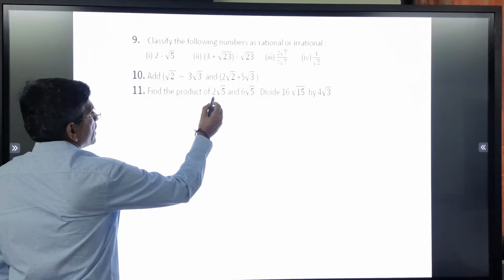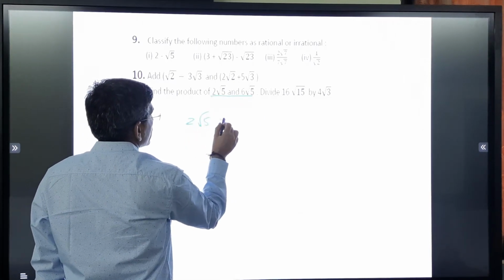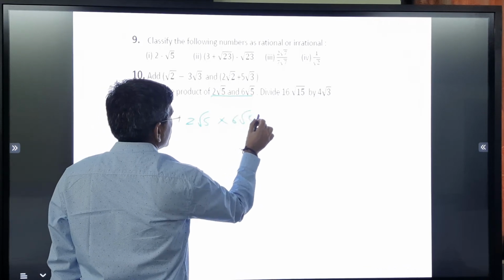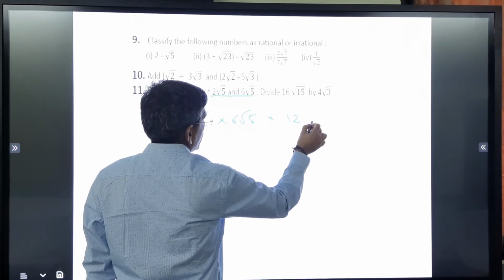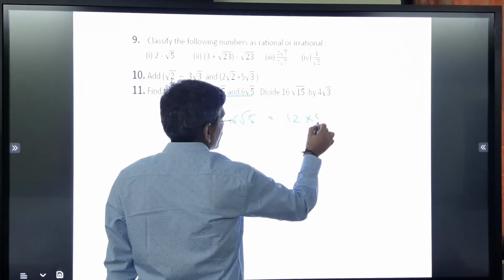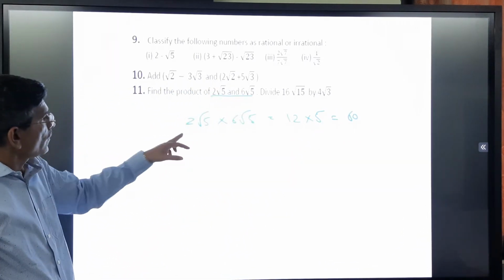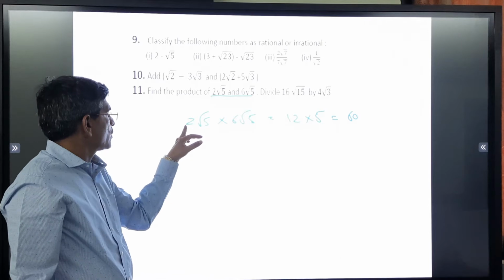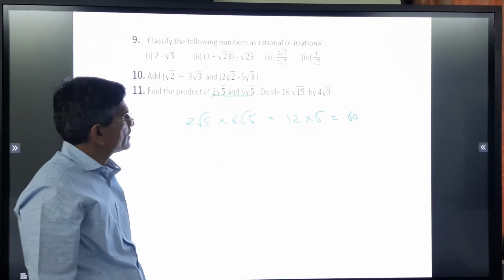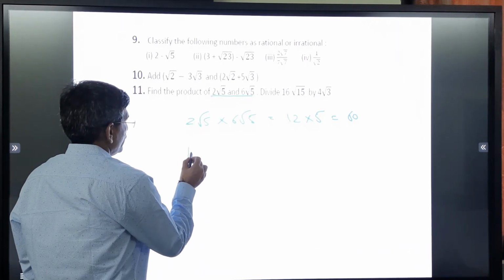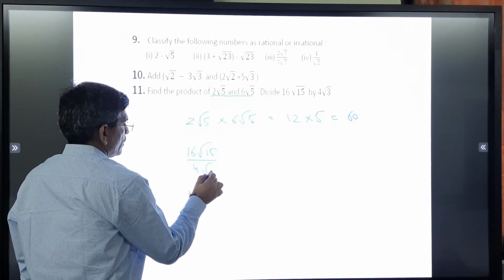Now product means multiply. So 2 root 5 multiplied by 6 root 5. So 2 into 6 is 12. Root 5 into root 5 is 5. That is 60. 2 root 5 into 6 root 5: 2 into 6 is 12, root 5 into root 5 is 5, so 12 into 5 is 60. Now 16 root 15 divided by 4 root 3.